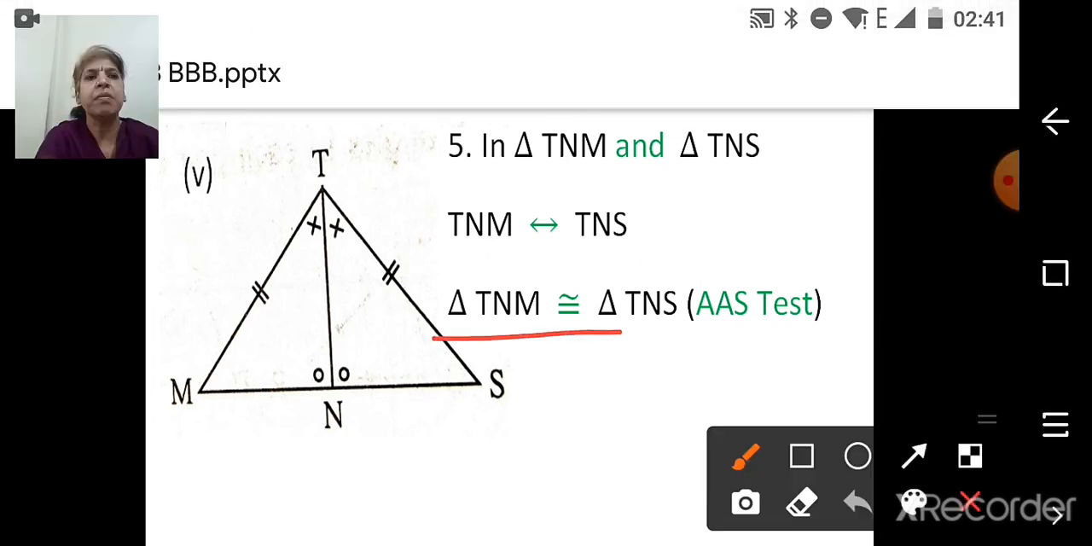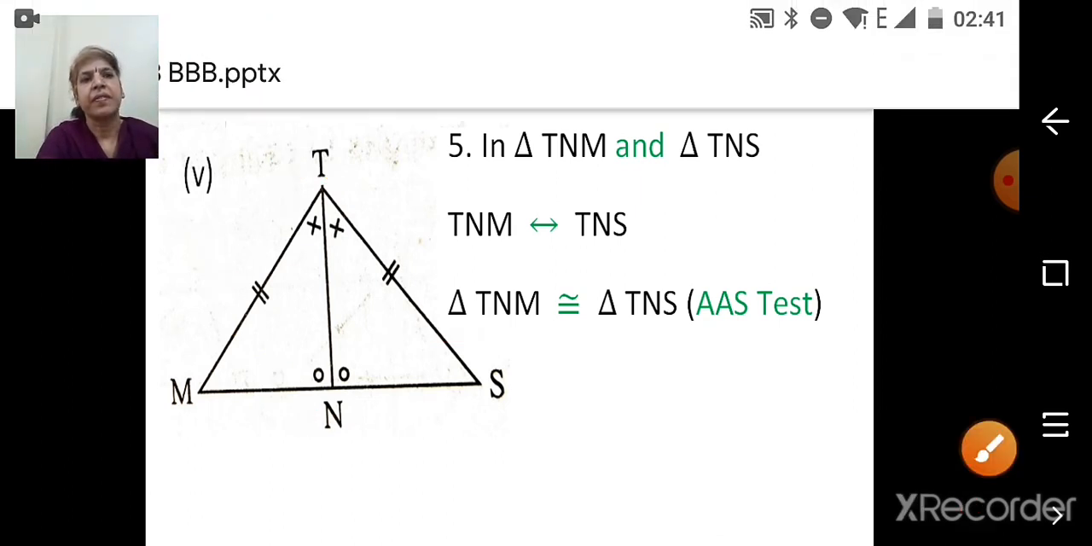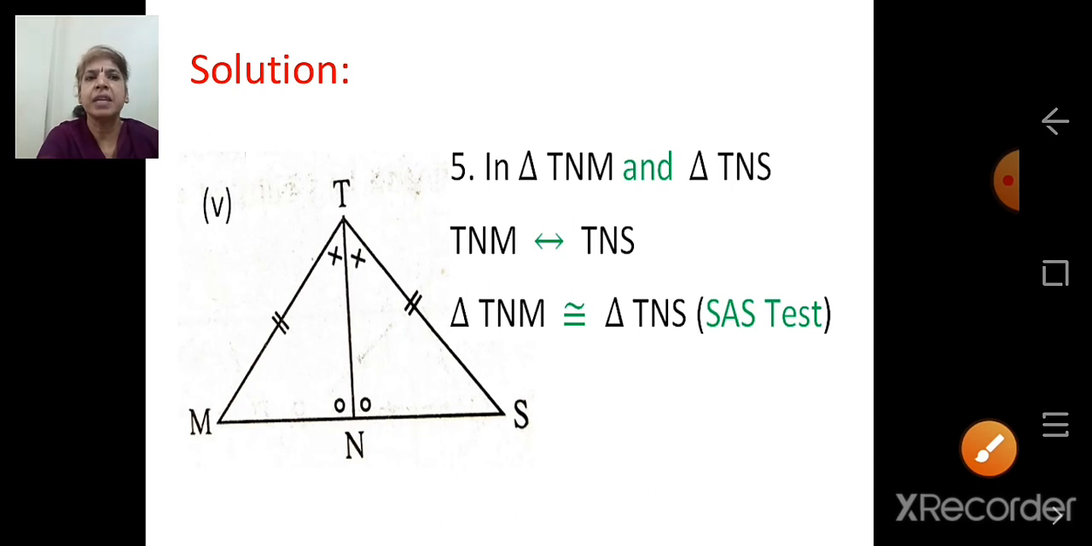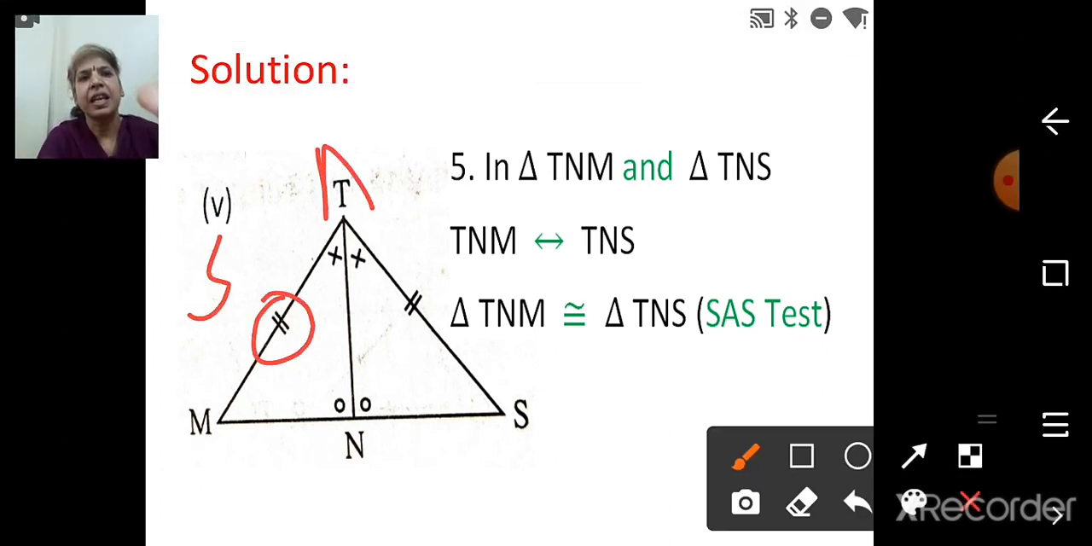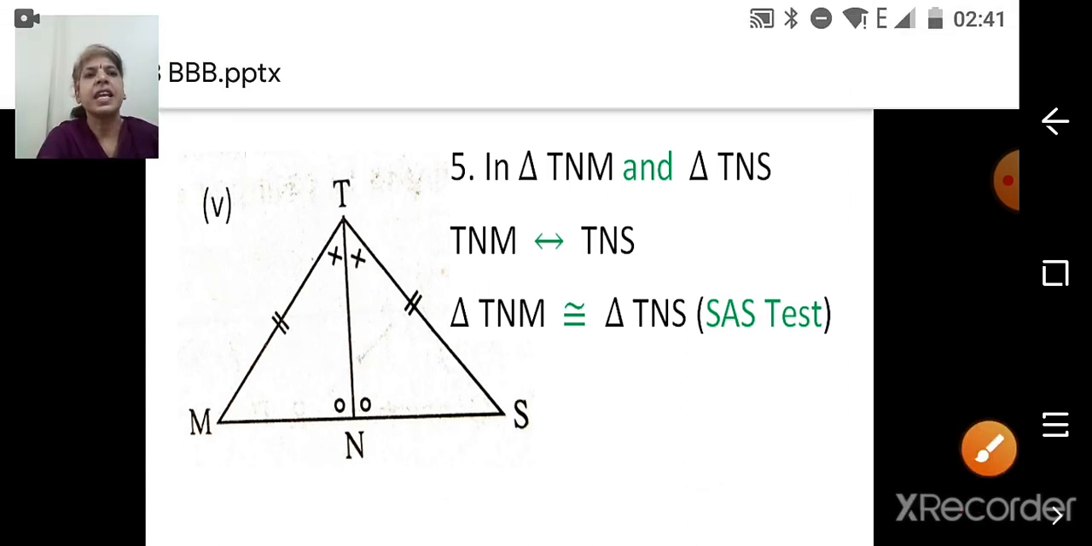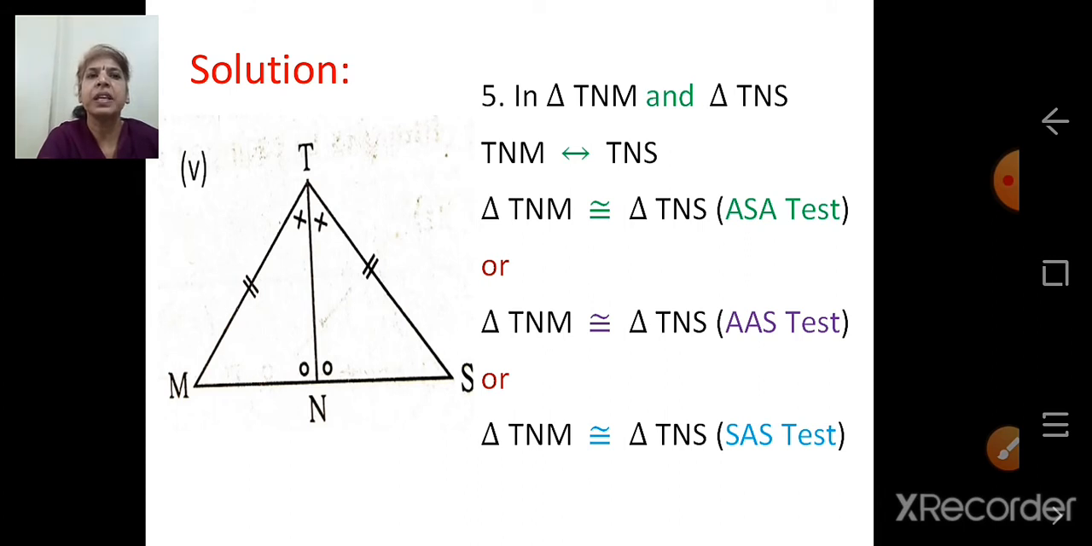Triangle TNM is congruent with triangle TNS by AAS test. This is the AAS test. And in triangles TNM and TNS, correspondence is TNM corresponds to TNS. Triangle TNM is congruent with triangle TNS by SAS test. This is one side, S, A, and this is a common side, SAS test. So here, children, we are having 3 tests. Now all the 3 tests can be written together.